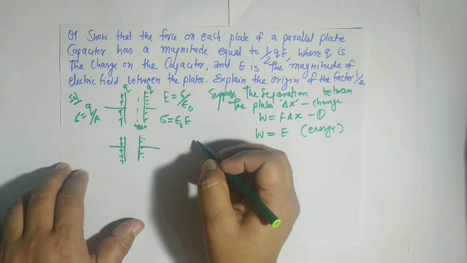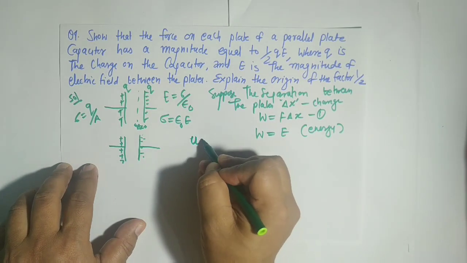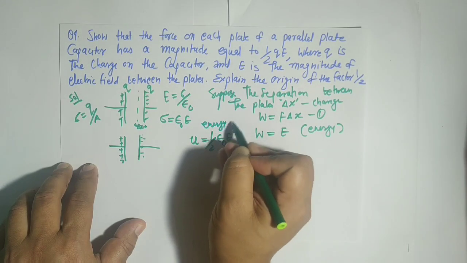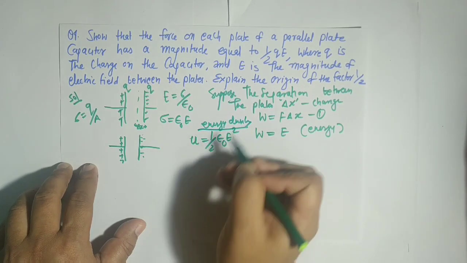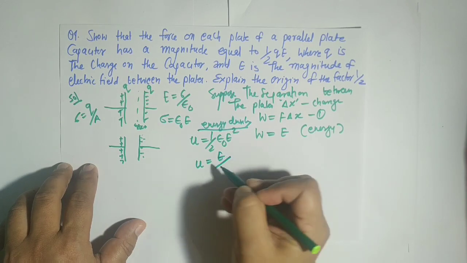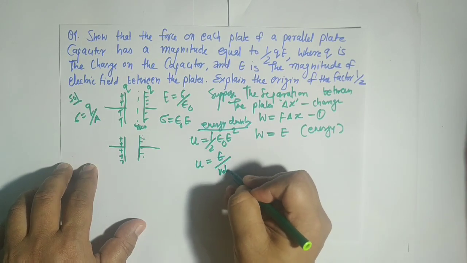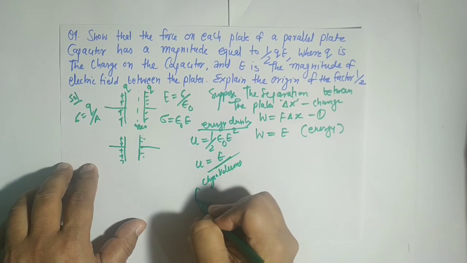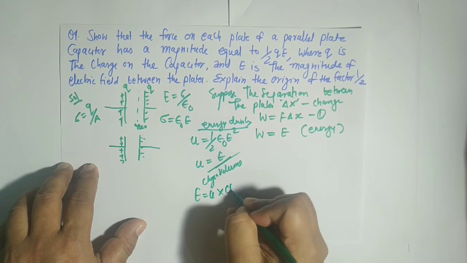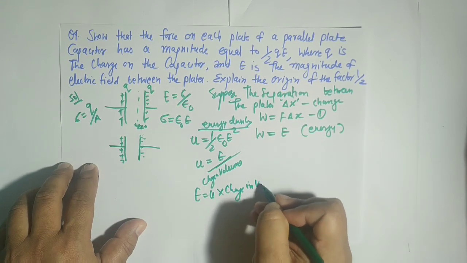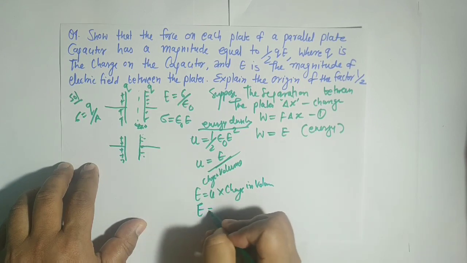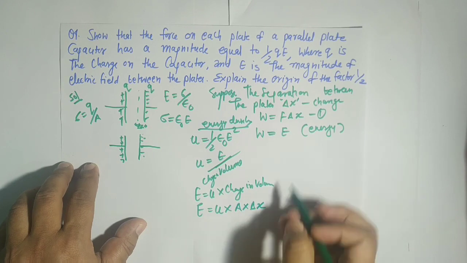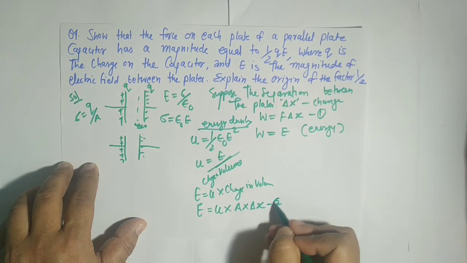Now I think all of you know there is a term energy density, half epsilon naught E square. This is the energy density. And energy density is energy per unit volume, you remember? It is energy per unit volume. So can we write U into the change in volume due to this force? And what is the change in volume? Area into distance, and distance is delta x. So this will be the energy.